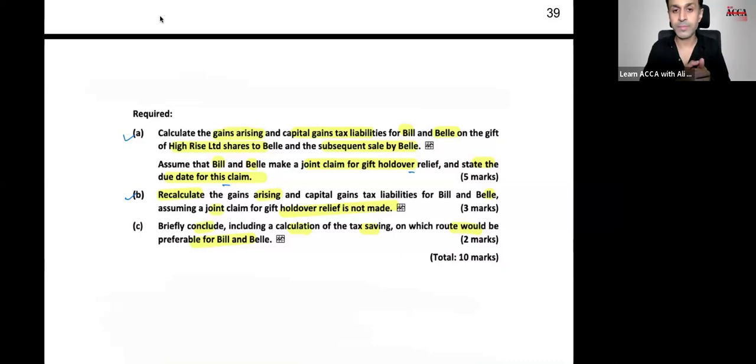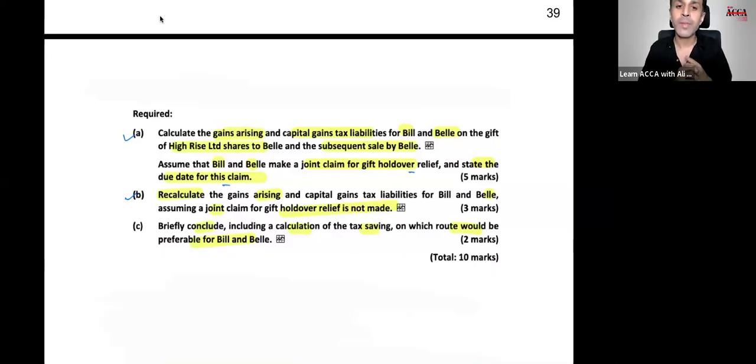So I did. For Ballet, it could have not been the case. Ballet still owns the 5% or more. Ballet works for a company, but Ballet does not have an ownership of 2 years or more. So Ballet ended up paying a 20% rate of tax, being a higher rate taxpayer. While in Part B, I still applied the BADR to Bill, but I excluded the gift holdover relief because they wanted me to do that.